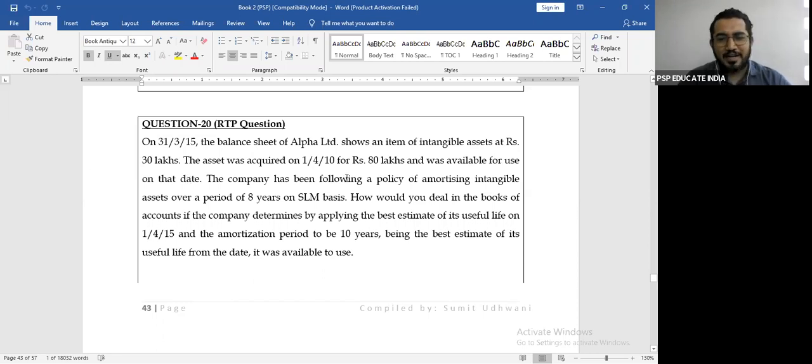Now let's calculate. 80 lakhs का machine, 80 lakhs का intangible इन्होंने 1/4/2010 को दिखाया था. आज उसका वैल्यू 30 lakhs है. मतलब 50 lakhs इन्होंने depreciate किया, sorry, amortize किया.